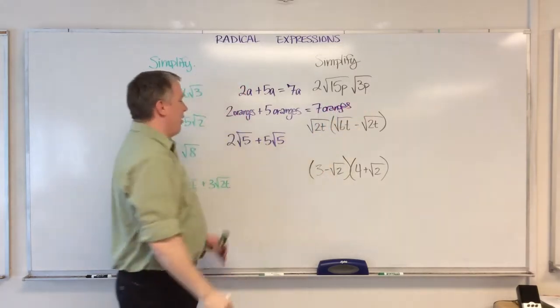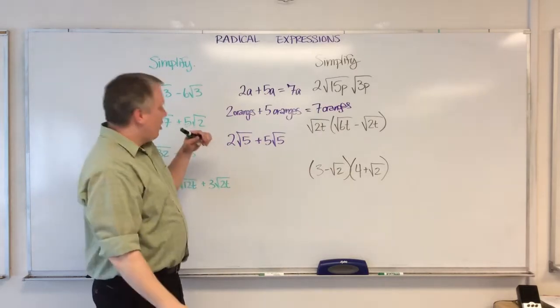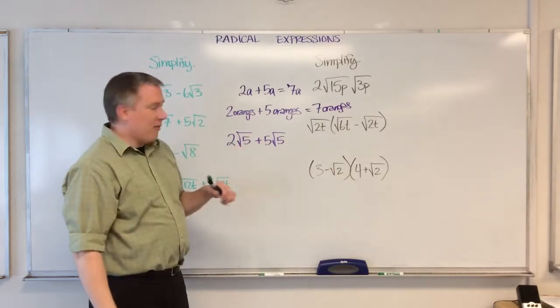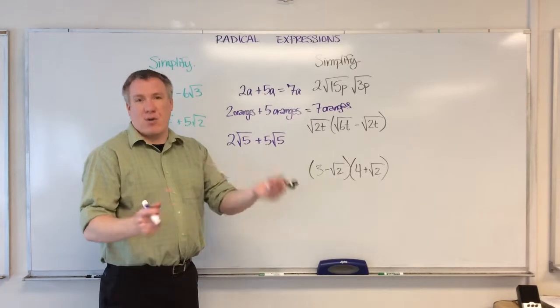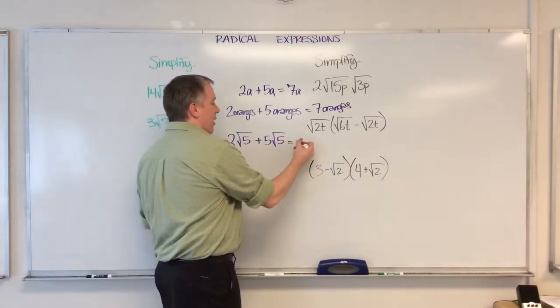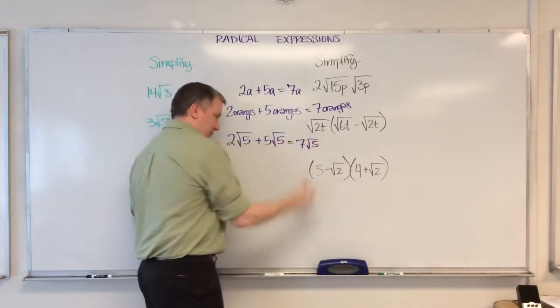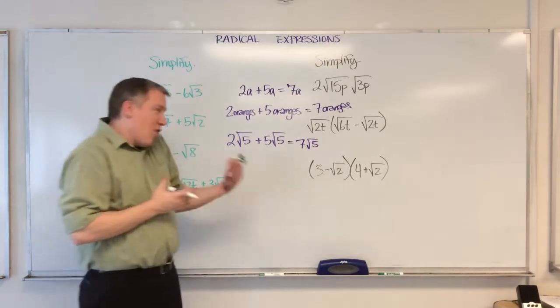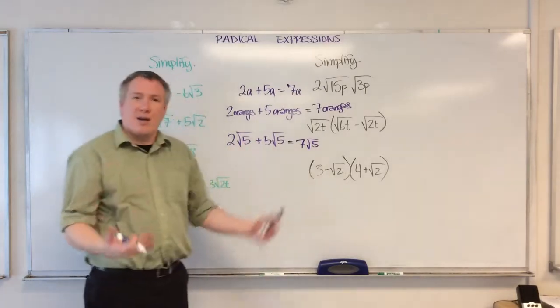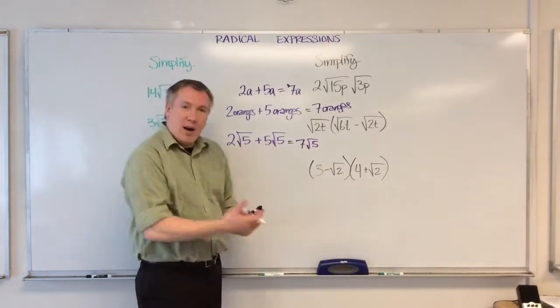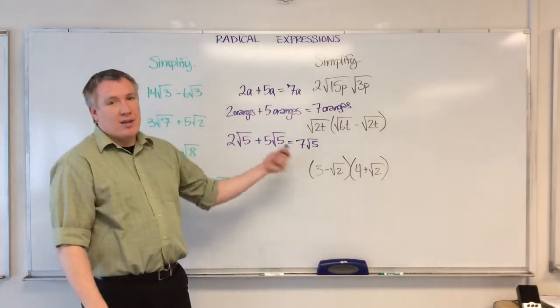Same idea works here. If I have 2 square root of 5, and I'm going to add another 5 square root of 5, that's going to give me 7 square roots of 5. We wouldn't read it that way mathematically, but that's the idea, right? I have 2 here, 5 there, I'm adding them, I'm going to have 7 root 5.